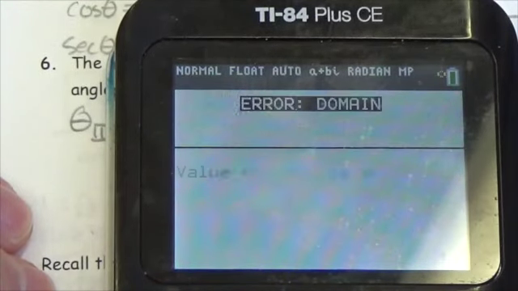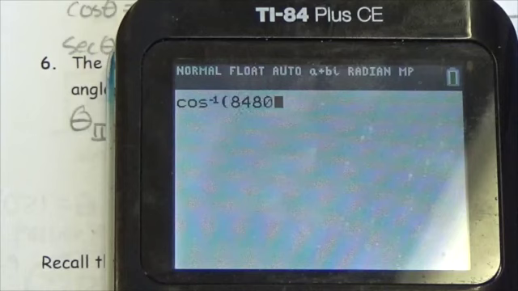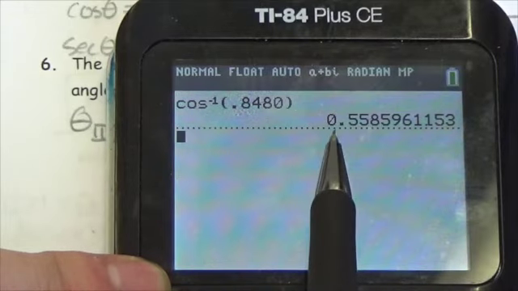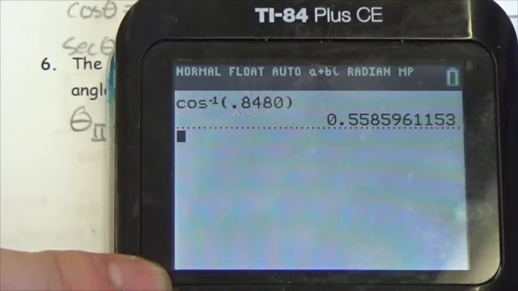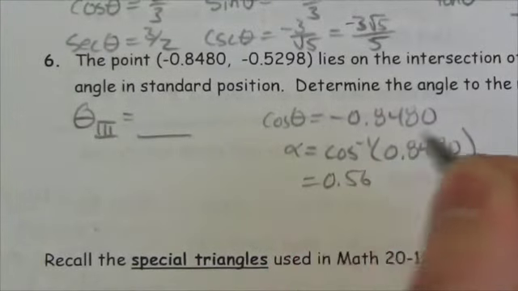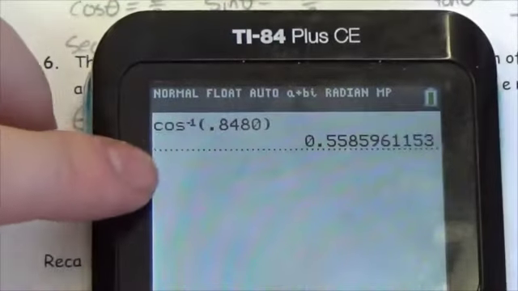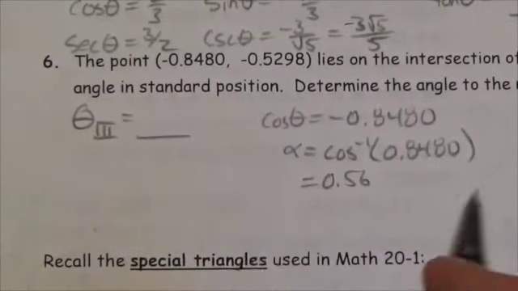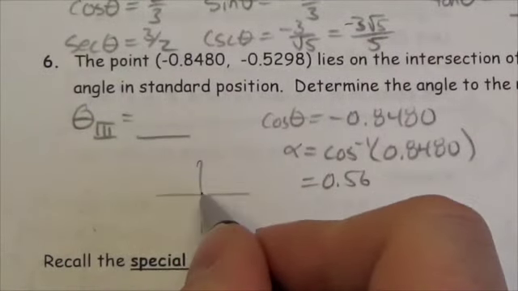8480. Oops, I'm sorry, I didn't put the decimal there. 0.8480. And so I get 0.56. That's my reference angle. Now remember, I'm not going to use 0.56. I'm going to use the decimal that I'm provided right here. Okay? I know that I'm going into the third quadrant, so it's going to be down here.